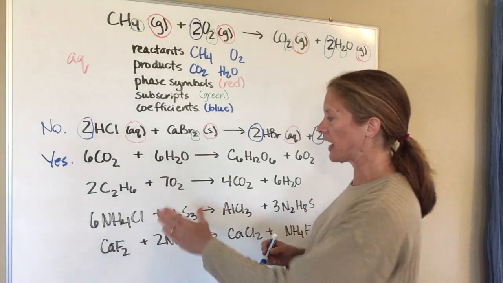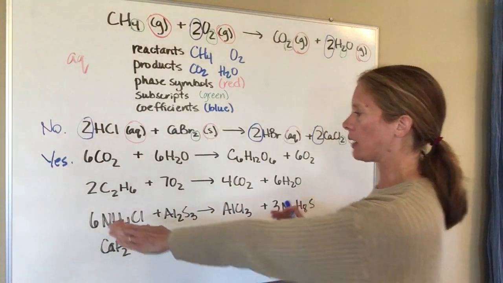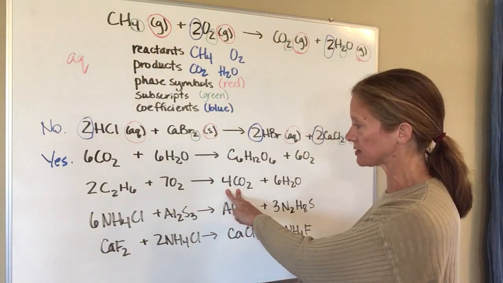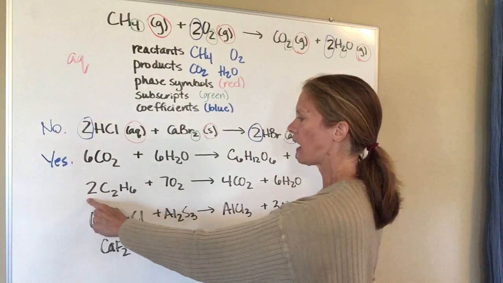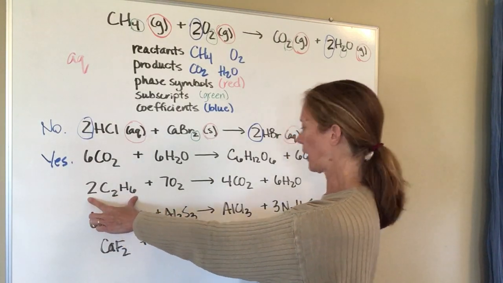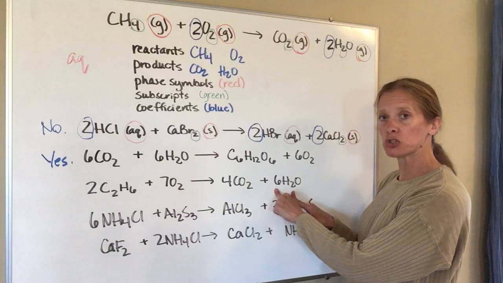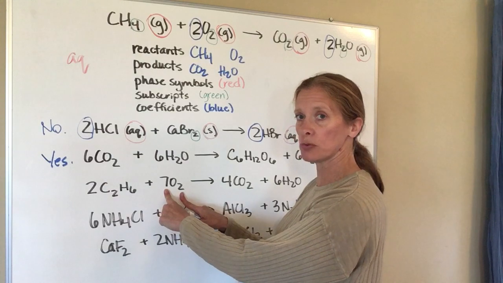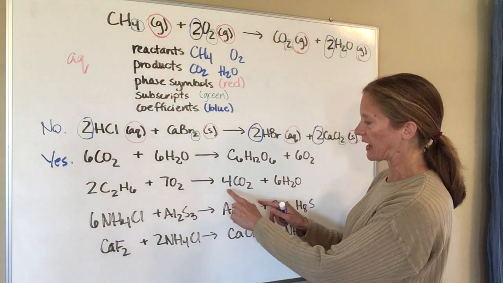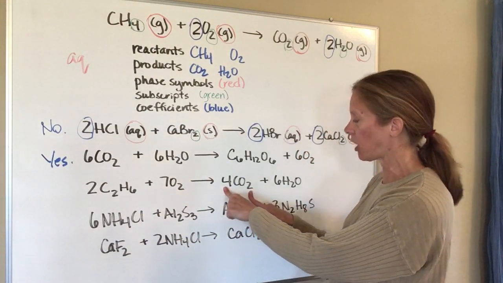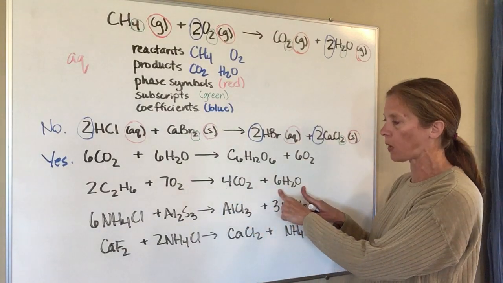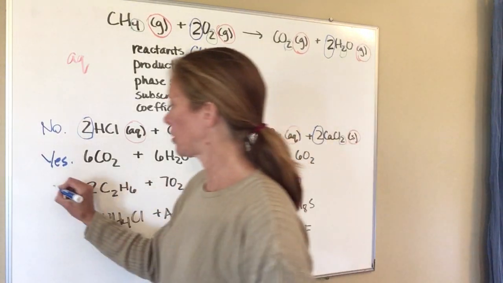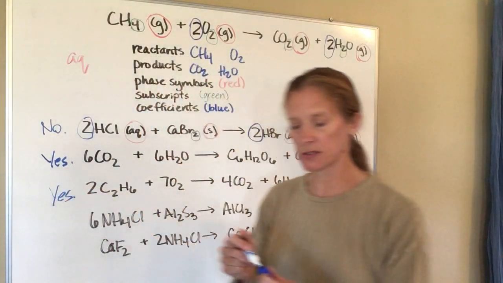All right, so if I check this first equation here, carbons, I have 2 times 2 is 4, and I have 4 here, so the carbons are balanced. If I check my hydrogen, I have 2 times 6 is 12 hydrogen, and I have 6 times 2 is 12 hydrogen over here. When I check the oxygen, I have 7 times 2 is 14. On this side, I have 4 times 2 is 8 in the carbon dioxide, and I have 6 more in the water. 8 plus 6 is 14, so I have 14 on both sides. So yes, this equation is balanced.